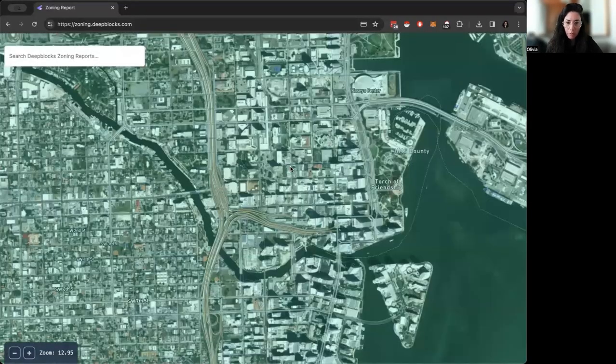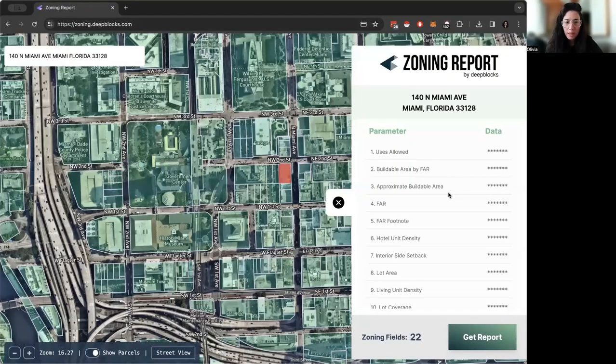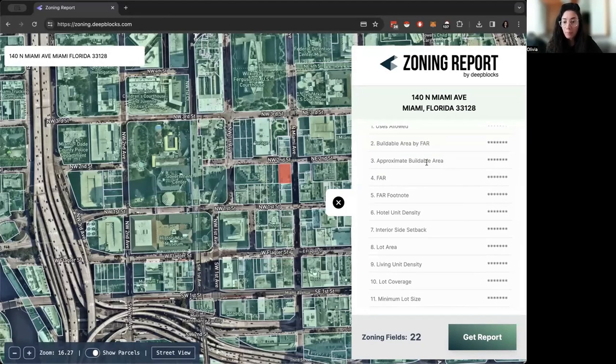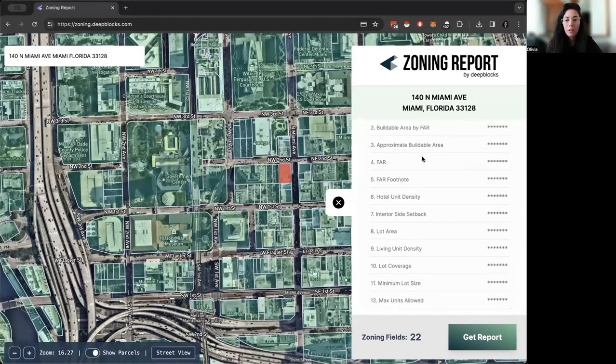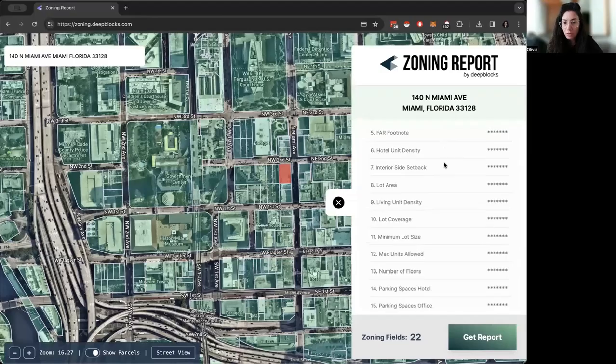So this zoning report has tons of zoning parameters. Uses allowed: what types of uses are allowed on the site. These are uses by right. Buildable area by FAR. We generate this number for you, so you don't have to do the math. Approximate buildable area. We choose the highest buildable area based on those buildable areas by FAR. We also include FAR, and any notes on FAR. Sometimes there are contingencies or other things to look into.